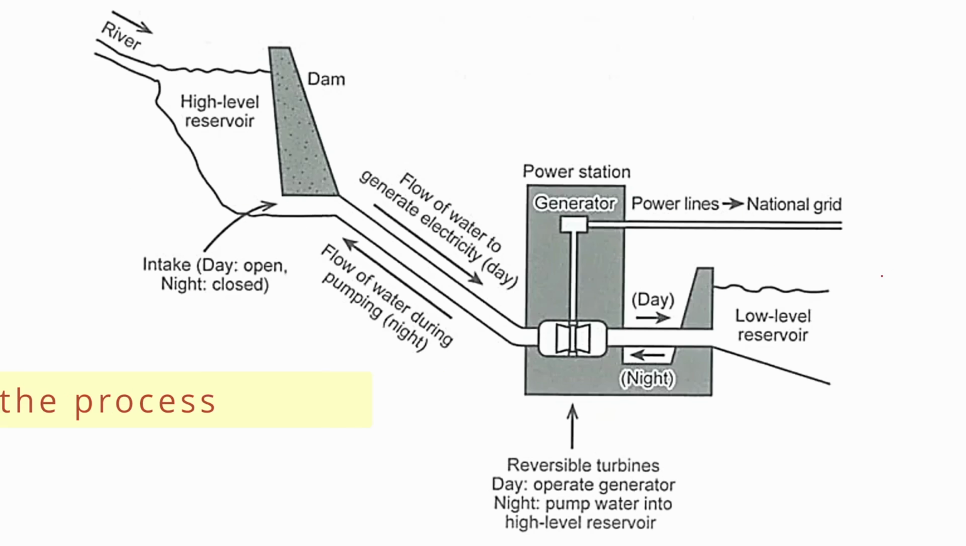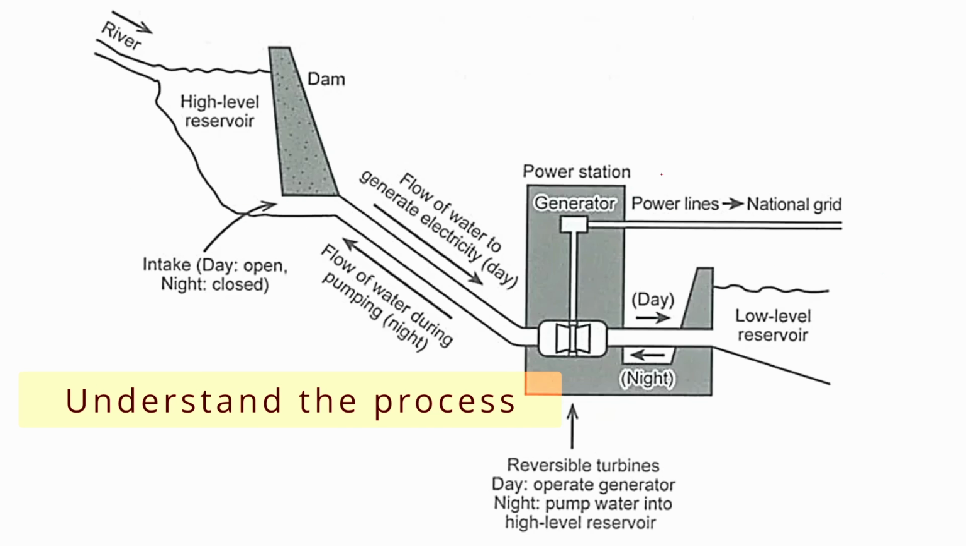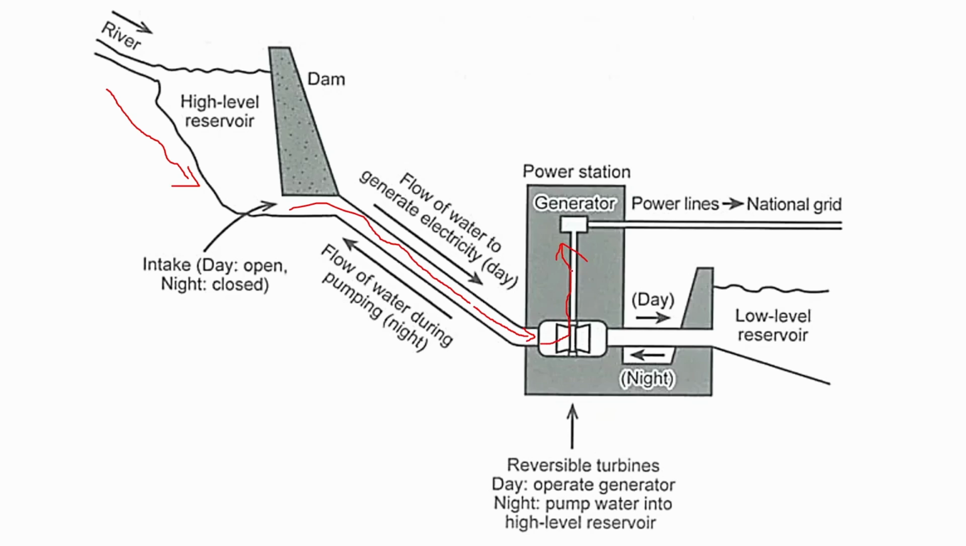Step 2, spend some time on the process and try to understand it. So here from the top, water flows from the river upside into a high-level reservoir, so they store water behind the dam. Then in daytime, they open that and water flows to the turbines. Turbines pump the water to the generator to produce electricity, and then the electricity is transmitted or sent to the national grid, and they use power lines to do that.